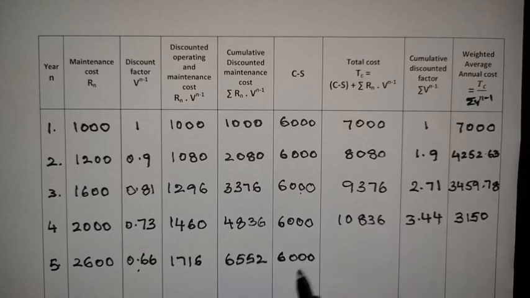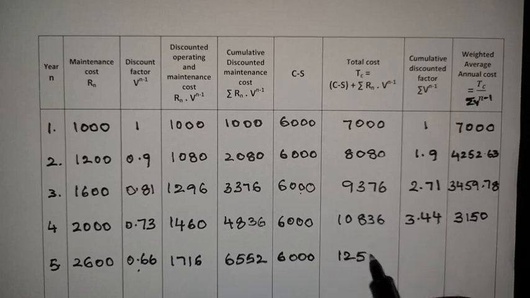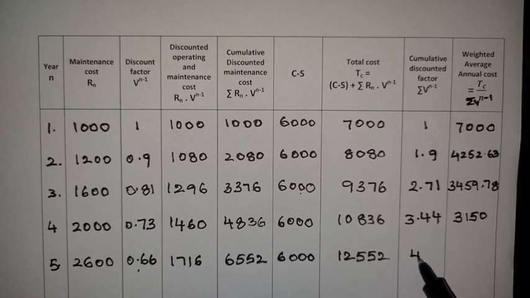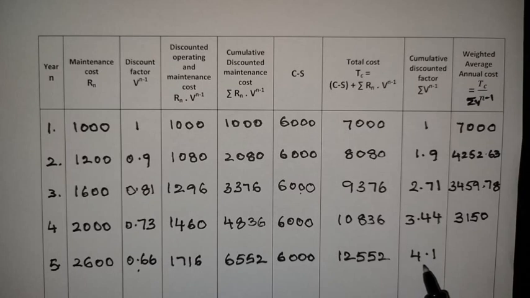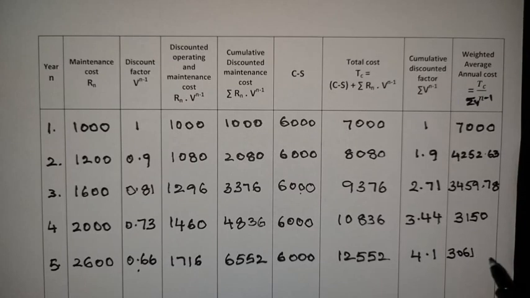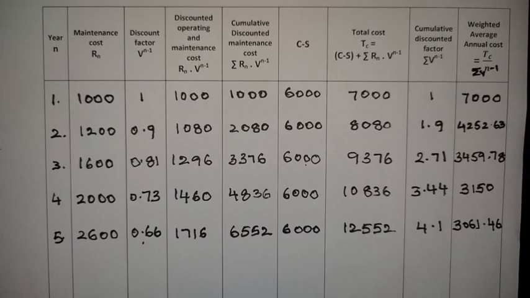Next, C minus S value is 6000 rupees. Next, total cost 6000 plus 6552, so 12552. Next, sigma v power n minus 1 means 3.44 plus 0.66, we will get 4.1. So 12552 by 4.1, we will get 3061.46. If you observe this, again the weighted average value has decreased. So let's go for the next year.